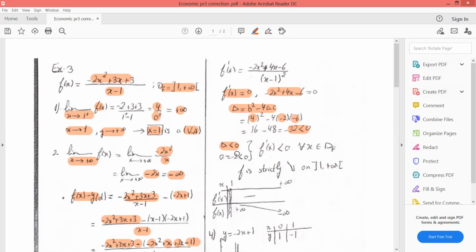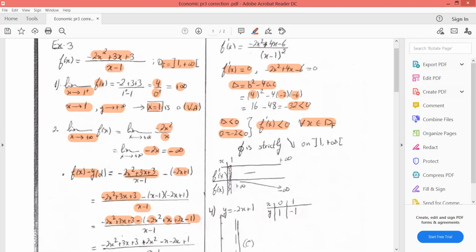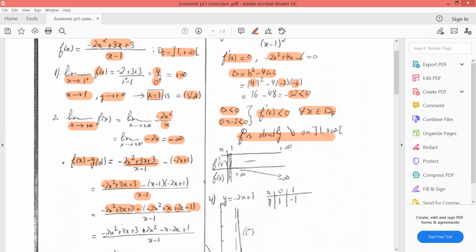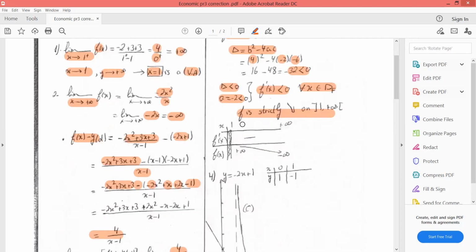Will a be negative, will a equal minus 2, negative? Then f prime x is less than 0 for every x that belongs to the domain of definition. Then it says to show that f is strictly decreasing, and this is the table of variation. In this table of variation, I put the domain 1 to plus infinity. It is always negative, then it is always decreasing. Any questions? No. Part 4, draw D and C.